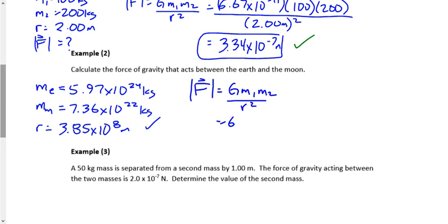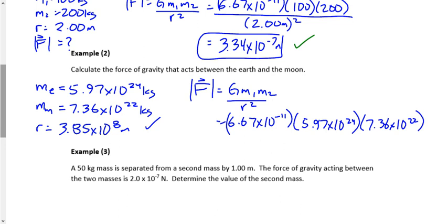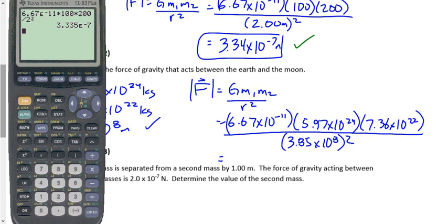G is 6.67 times 10 to the negative 11. That's the universal constant. Times m1, which we're going to make 5.97 times 10 to the 24. Times m2, which is 7.36 times 10 to the 22 kilograms. And we're going to divide that by r squared, 3.85 times 10 to the 8. Don't forget to square that. Now let's pull out the calculator for this one. This one's a little bit tougher to do on the calculator.